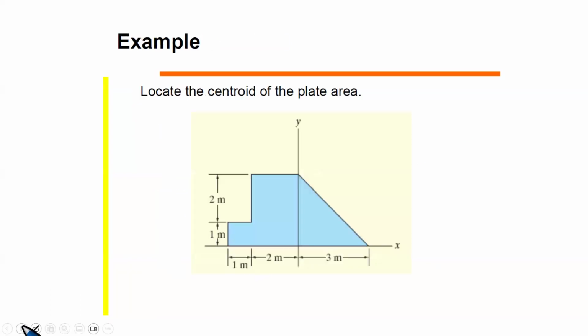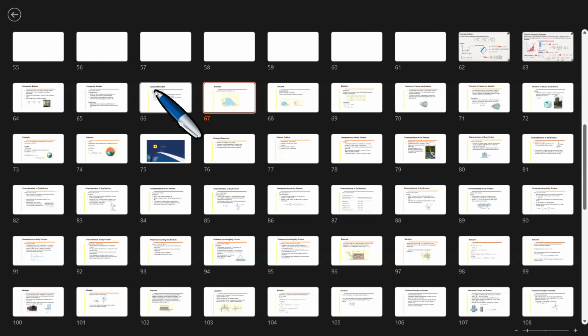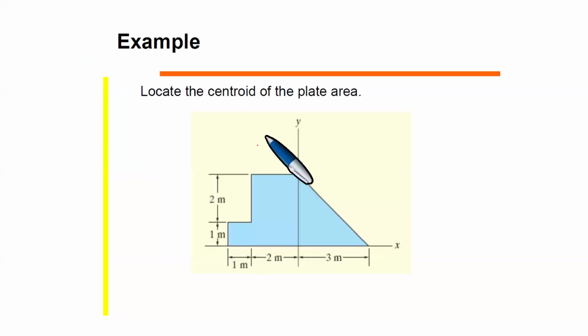All right, this is recorded for control and quality purposes, but I want us to look at this particular example. Locate the centroid of the plate area. So now we're going to be looking at negative area as well, and we shall analyze what that means.